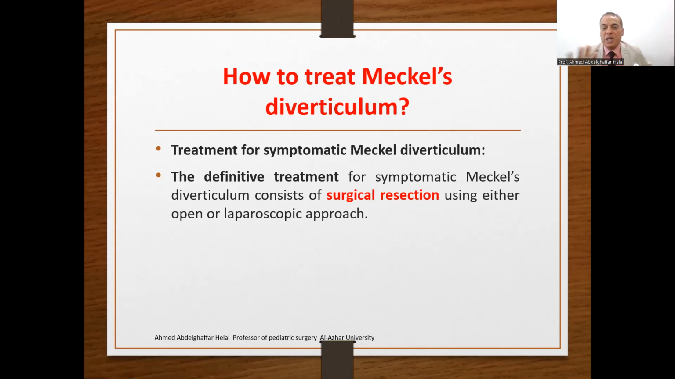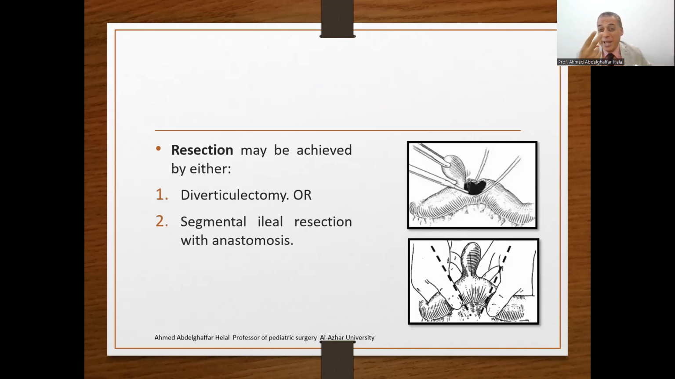So all pediatric surgeons conclude that you need to perform resection of this Meckel as a cause of the bleeding, the obstruction, the inflammation or acute abdomen, or the perforation. So you must resect, open or laparoscopic. Resection may be of two types: just diverticulectomy, removing only the diverticulum, or removing a segment of the ileum containing the diverticulum. So you may only remove the diverticulum, called diverticulectomy, or perform segmental ileal resection with anastomosis.